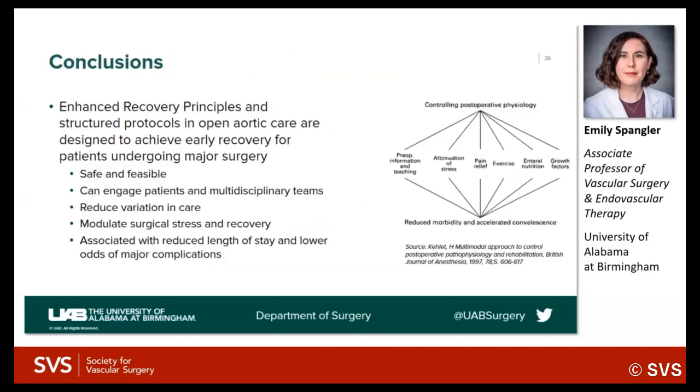In conclusion, enhanced recovery principles and structured protocols in open aortic care are designed to achieve early recovery for patients undergoing major surgery. They are safe and feasible, can engage patients and multidisciplinary teams, reduce variation in care, modulate surgical stress and recovery, and are associated with reduced length of stay and lower odds of major complication. I hope you look forward to implementing aortic ERAS for your patients.